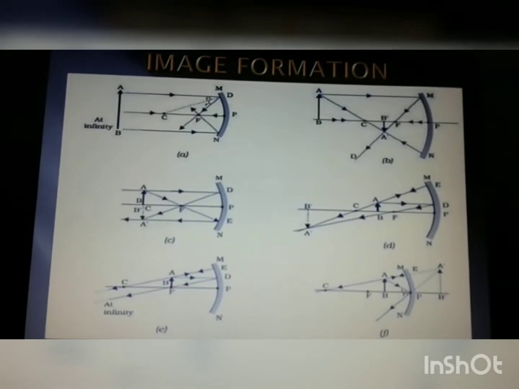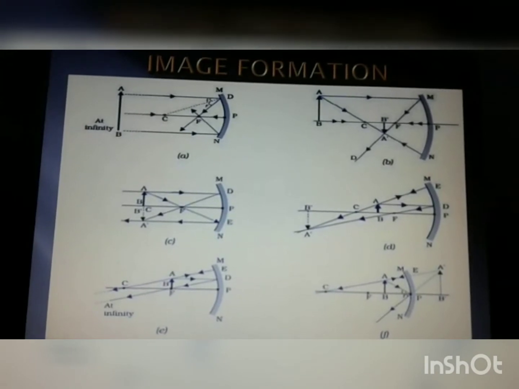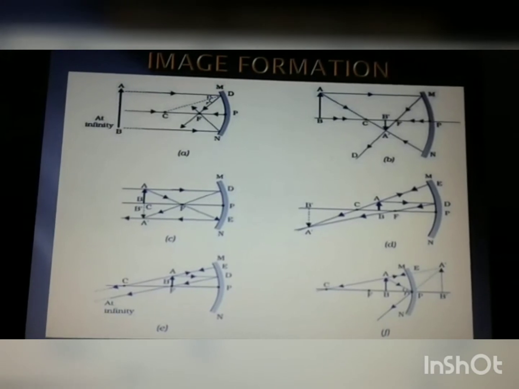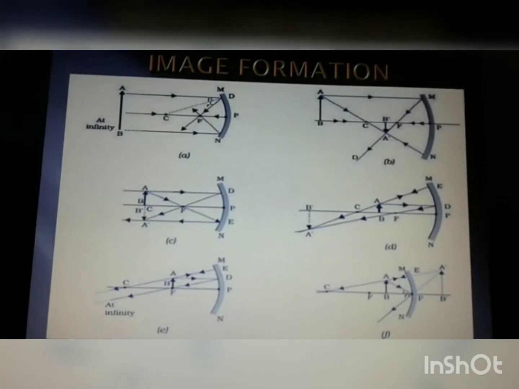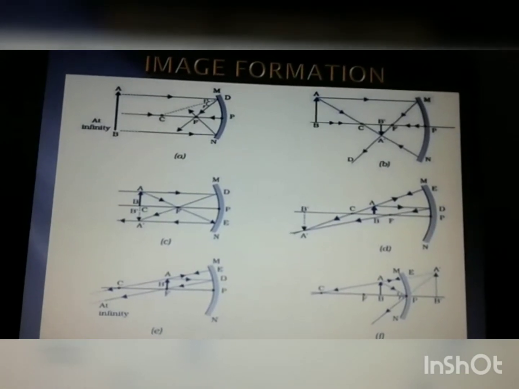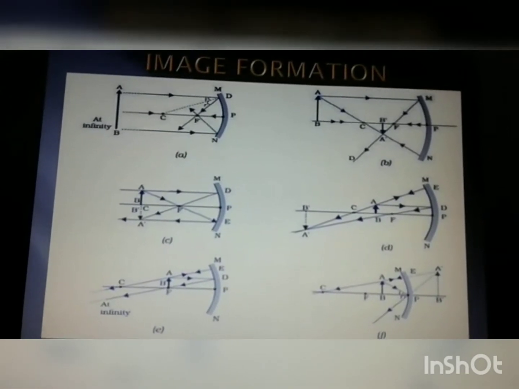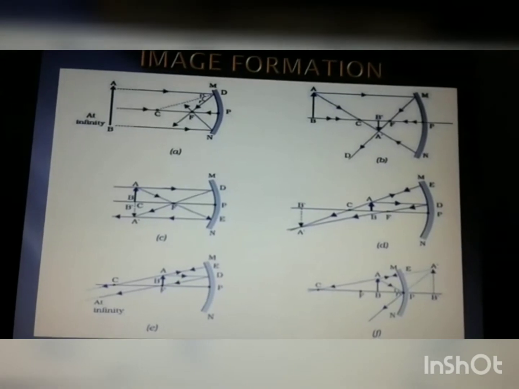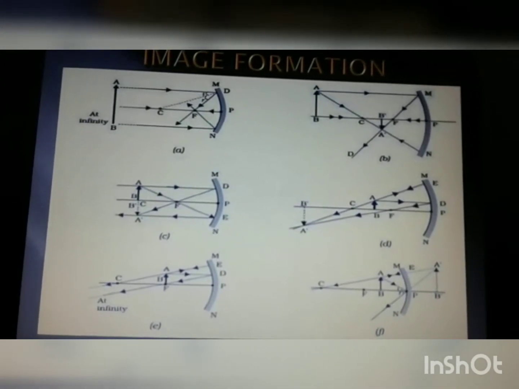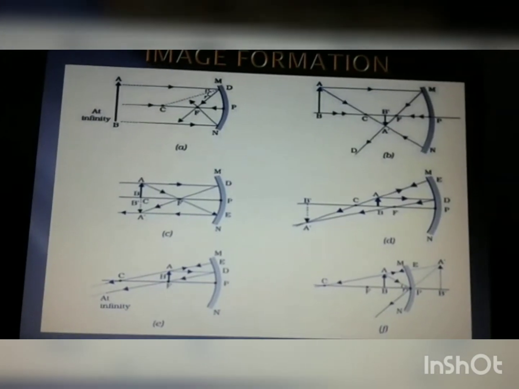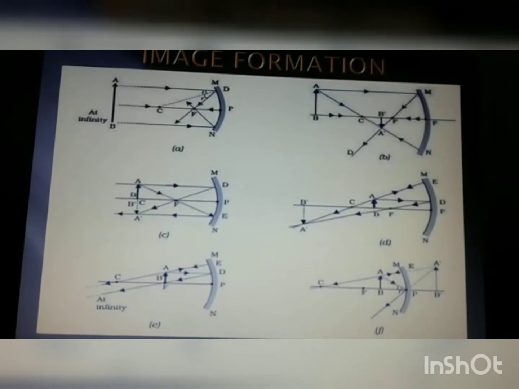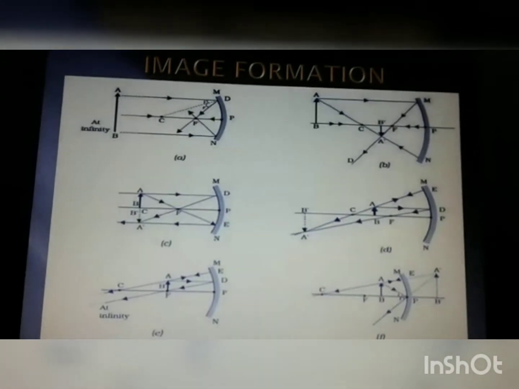For the sake of clarity of any ray diagram, it is more convenient to consider only two rays, because at least two rays are required to locate the position of an image of a point object. See students, there are four properties, and by using all those four properties we can draw any ray diagram of any given object.